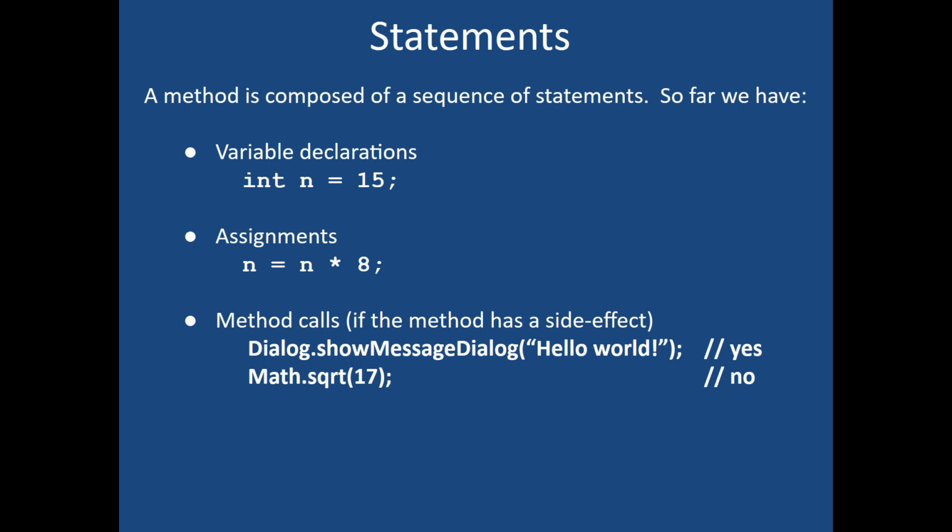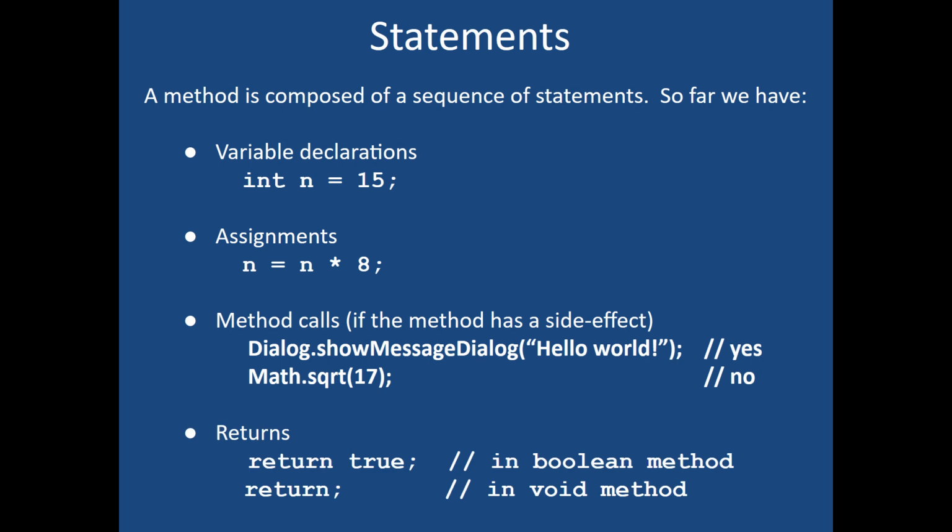And so sometimes Eclipse will mark that and say it's pointless to be doing that. Now, if you said double x equals Math.sqrt(17), then that's fine. In that case, we're talking about a variable declaration.